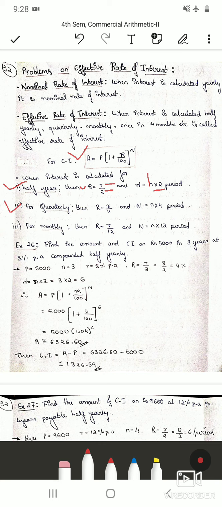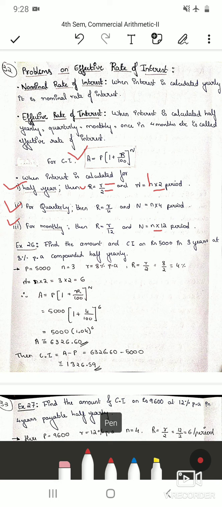Suppose the interest is calculated quarterly, then your capital R will be r by 4 and capital N will be n into 4 periods. We understand, right? Quarterly means you are dividing a certain thing into 4 equal parts. Half yearly means you are dividing a certain quantity into 2 equal parts. If it is asked for monthly, then capital R equals small r by 12 and capital N is calculated as small n into 12 periods.